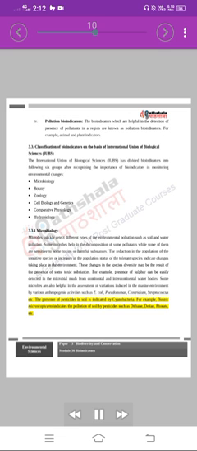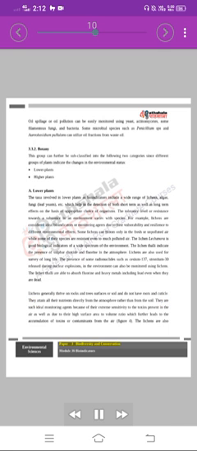Paper 3 Biodiversity and Conservation. Oil spillage or oil pollution can be easily monitored using yeast, actinomycetes, some filamentous fungi, and bacteria. Some microbial species such as Penicillium sp. and Aureobasidium pullulans can utilize oil fractions from waste oil.